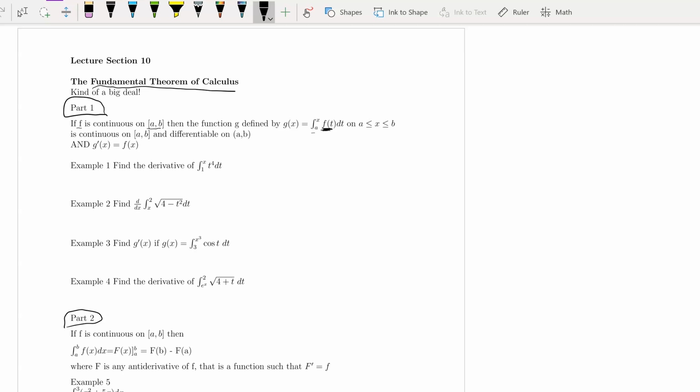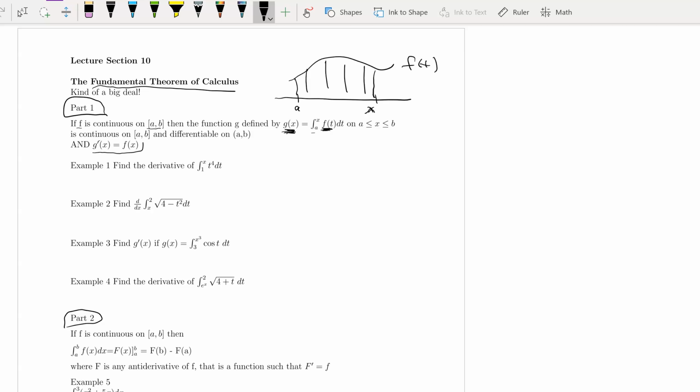So this is saying it's got this weird function g of x. So here I've got a, here I've got x. Here is my f of t function, right? And g of x is the area under the curve. That's very different. As x changes, this area is going to change. Okay, so there's my function g of x. And they're saying that this function g of x is continuous and differentiable.